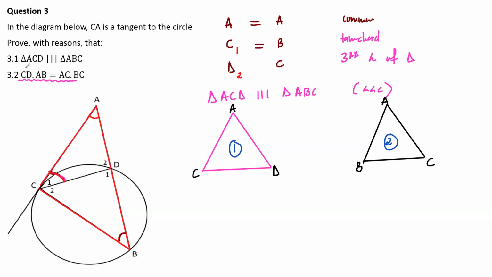So what do they want? CD. Let's go look for CD. There it is. CD over BC. CD, triangle number 1 over BC. Go back. What else do they want? They've got AC. AC is equal to AC. Go back. AC goes with AB.